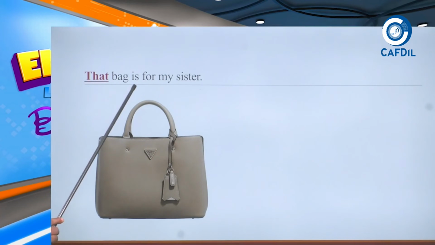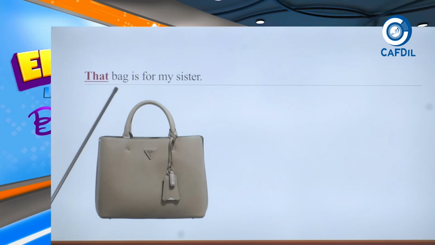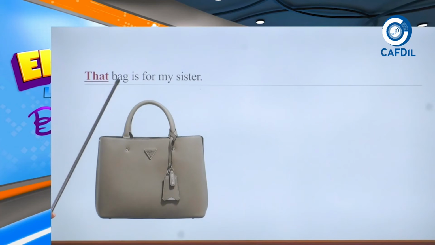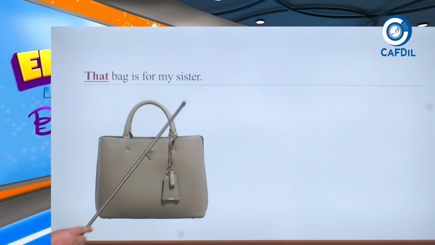That bag is for my sister. So we see here that "that" is also used for a thing, and that bag is for my sister. Let's look at the picture. What do we see? A brown bag, and it's for my sister. That bag is for my sister, and we see the bag here. This is the bag she's talking about.